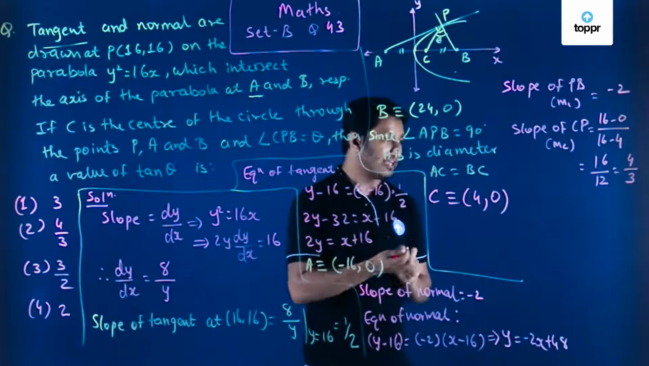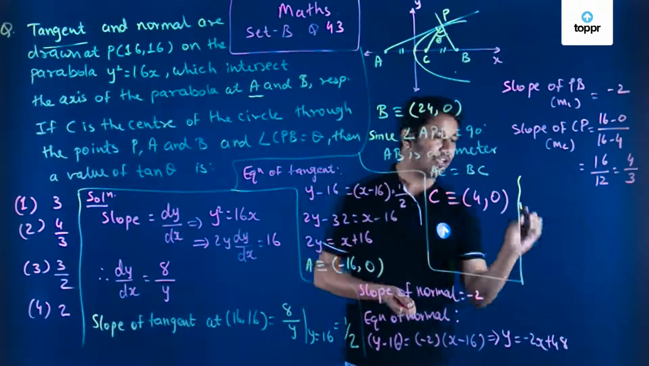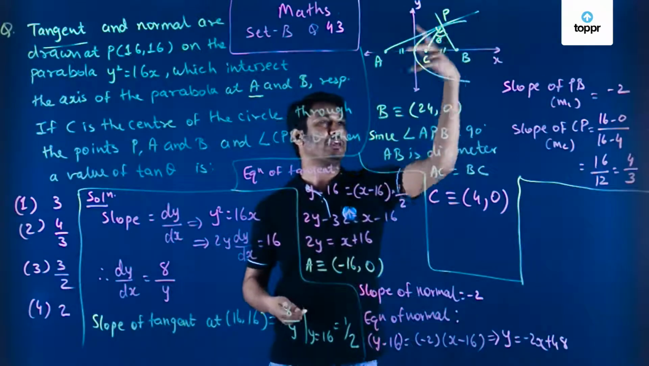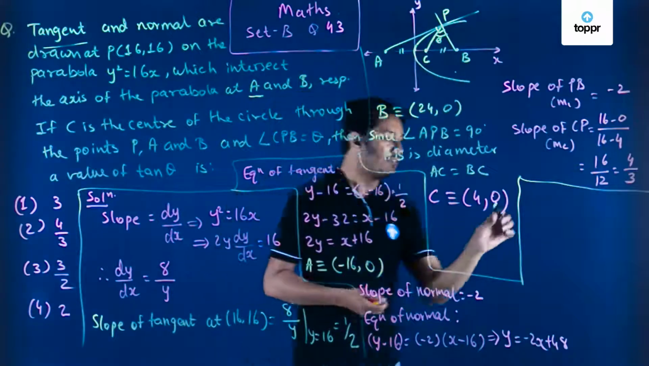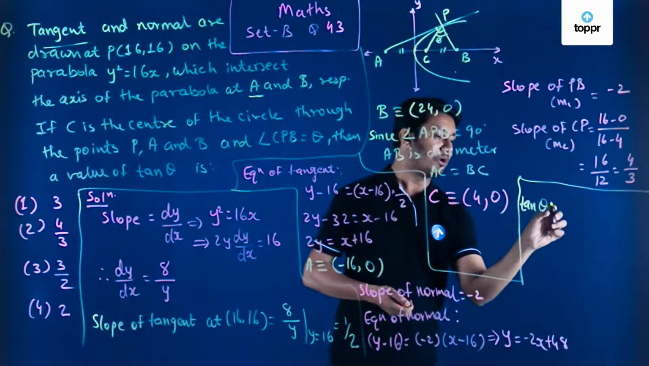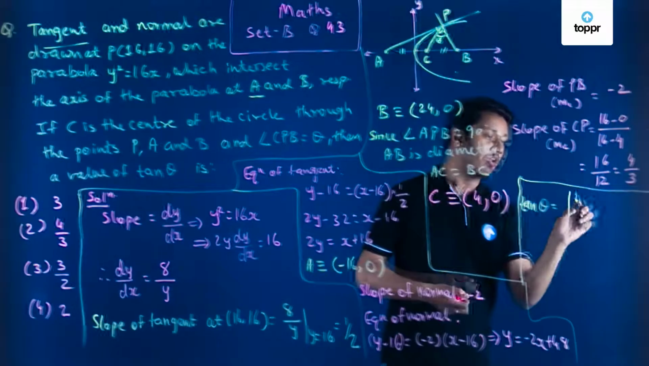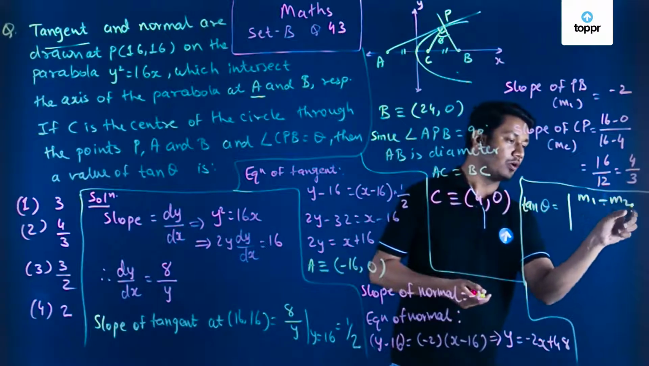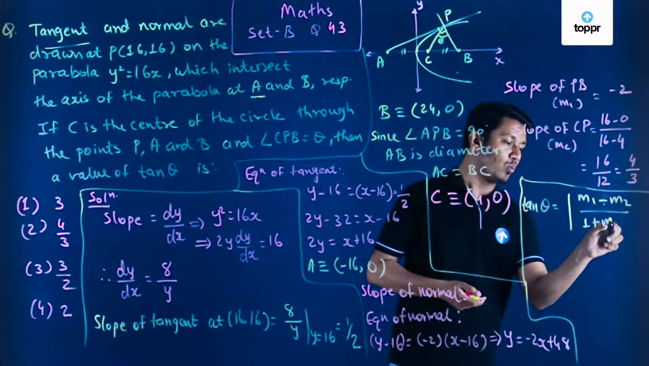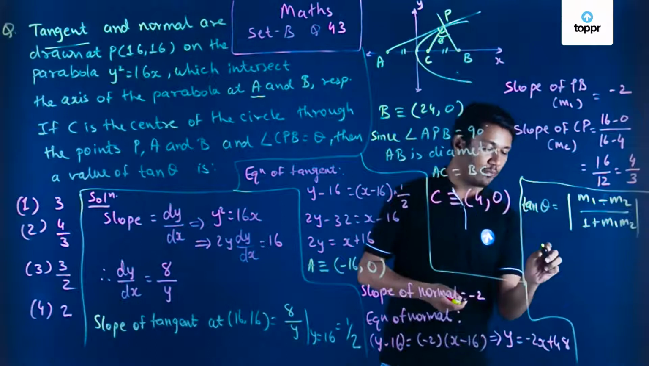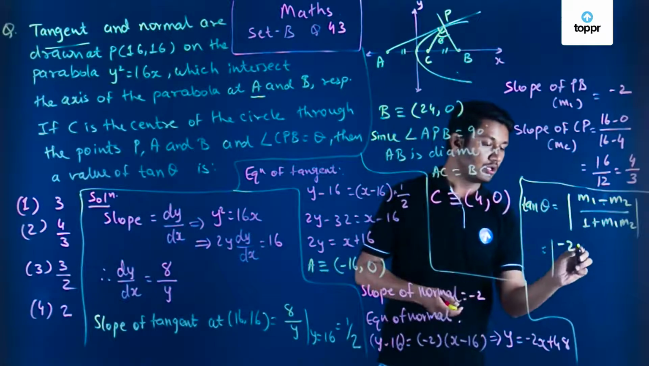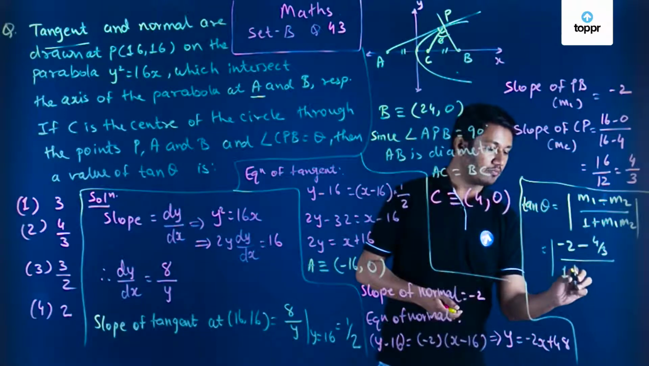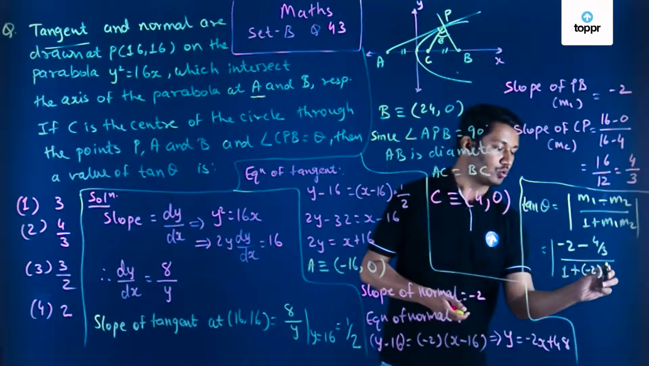Now there are two lines. We know the slopes of both the lines, and we want to find out the angle between the two lines. The lines are PB and CP. So we have this formula. If theta is the angle between them, then tan theta is given by (M1 minus M2) upon (1 plus M1 M2). So here M1 is nothing but minus 2, minus M2 is nothing but 4 by 3, upon 1 plus minus 2 into 4 by 3.